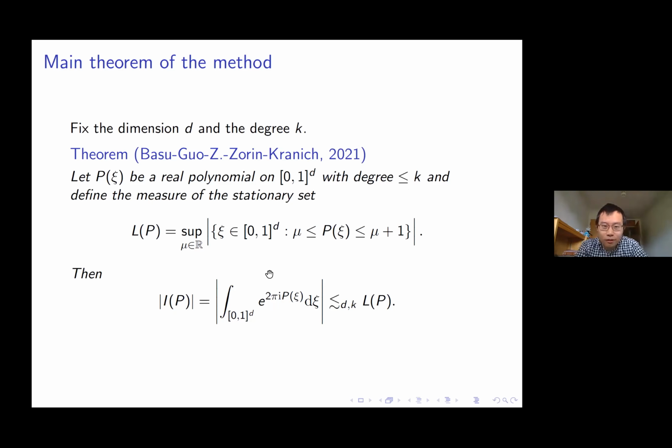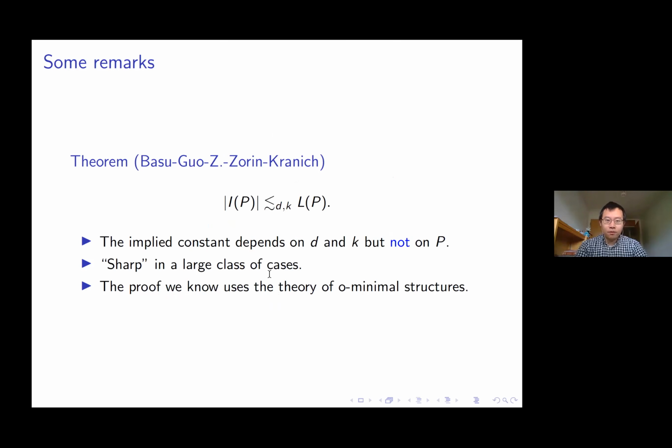Okay, good. I just want to make sure that we have no problem understanding the statement, and a little bit of remarks and connections to previous results. I want to emphasize that the implied constant depends on d and k, but not on P. It would be uninteresting if it depended on P. So it's uniform with respect to all the polynomials. I'll say that it's sharp in larger classes. I don't know if I have time to explain the exact meaning of that. A third remark is that the only proof we know uses something a little bit unusual, the theory of o-minimal structures. I'll explain that a little bit in the end.